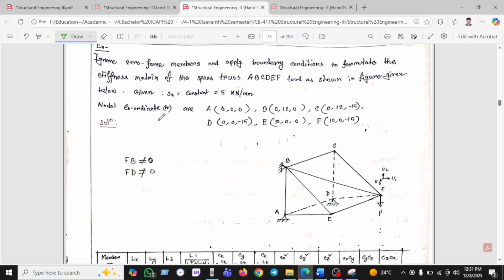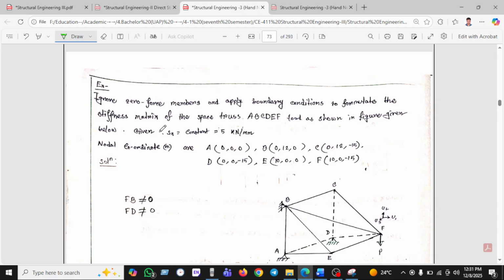And now we can see here another ignore zero member force is applied here. The boundary condition for formulating the matrix of the space ABC is given here.